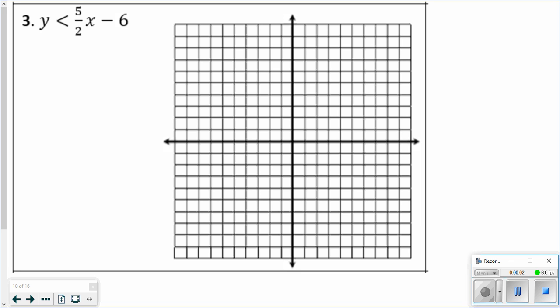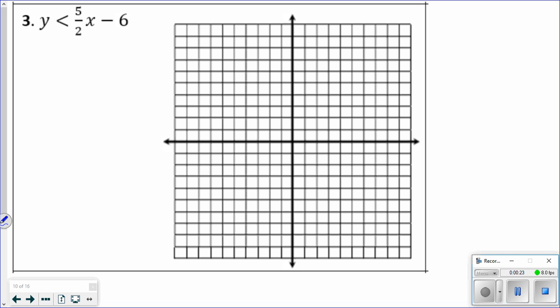Welcome back, everyone. We are still working on graphing linear inequalities. So find your worksheet. We're going to start with question 3. This is already in slope-intercept form, so we're just going to plot the y-intercept.